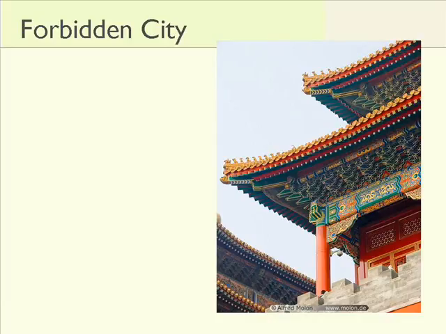The other thing that we see in this example are overhangs or eaves that project out beyond the side walls, and we also see a high degree of ornamentation in this example.